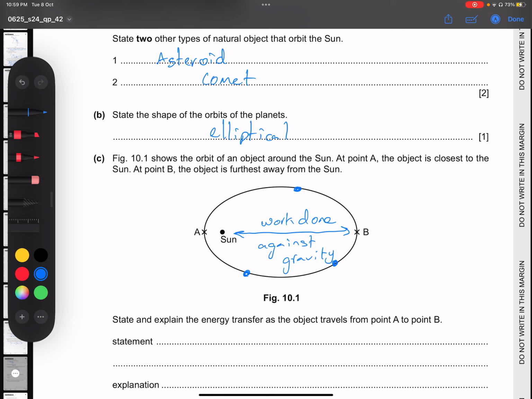So this greater work done means that there is high GPE here. GPE, again, is just energy that is caused by the work done against gravity. And when it moves closer to the sun, the gravity of the sun actually pulls the object towards it very quickly. This force increases the speed of the object, meaning that the object travels much faster and has a higher kinetic energy next to the sun.